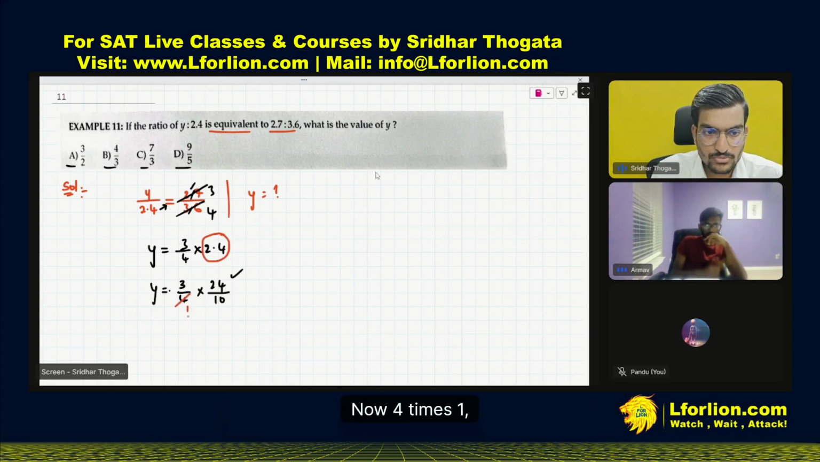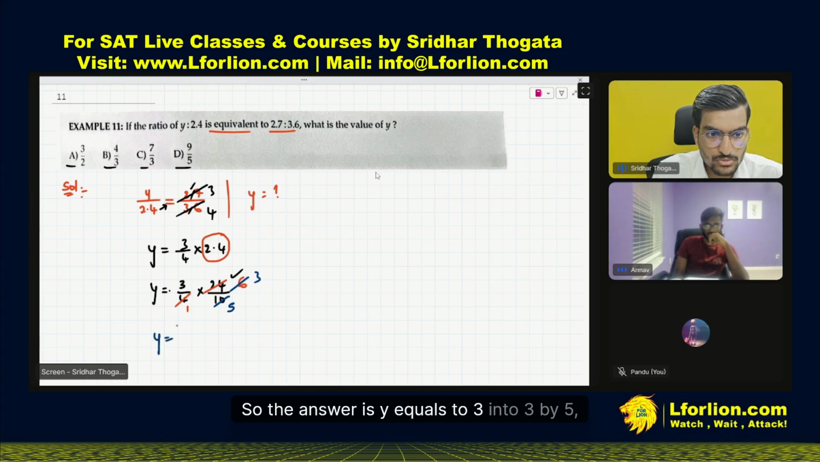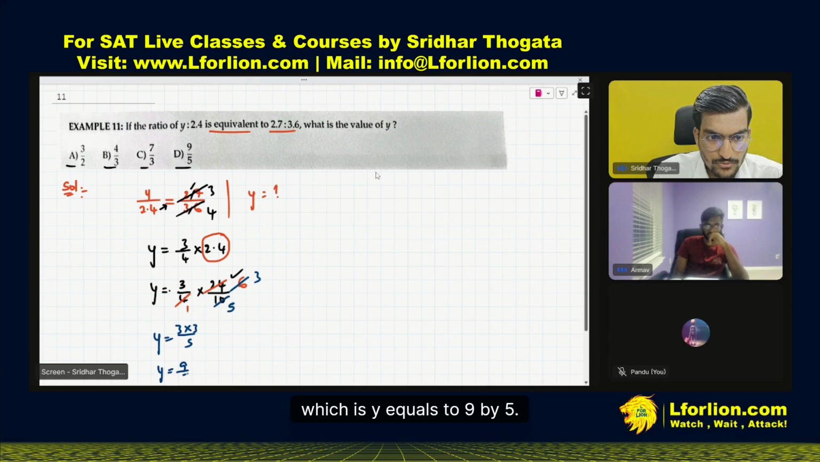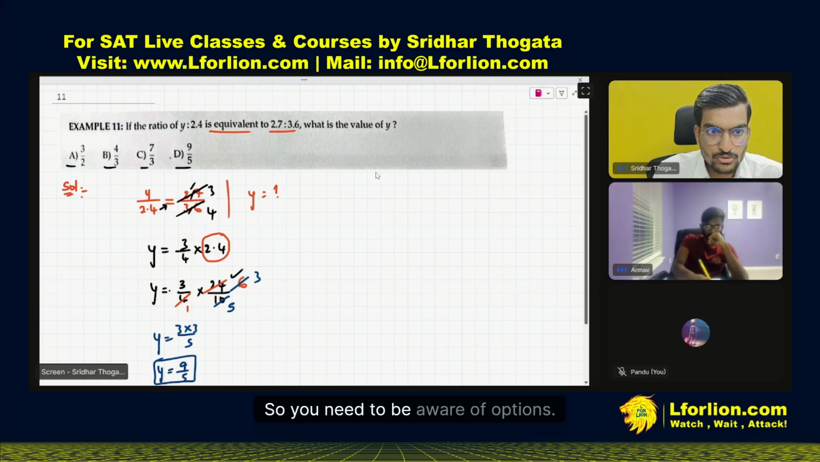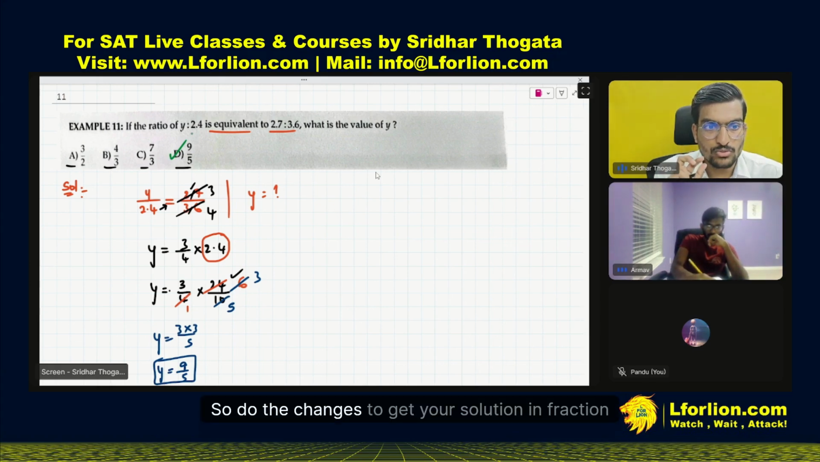Now 4 times 1, 4 times 6. And again you can cross out this one. 2 times 3, 2 times 5. So the answer is y equals 3 into 3 by 5, which is y equals 9 by 5. Clear? So you need to be aware of the options. If you just keep on solving, you'll get the answer in decimal. Don't do that. You need to get a fraction. So do the changes to get your solution in fraction.